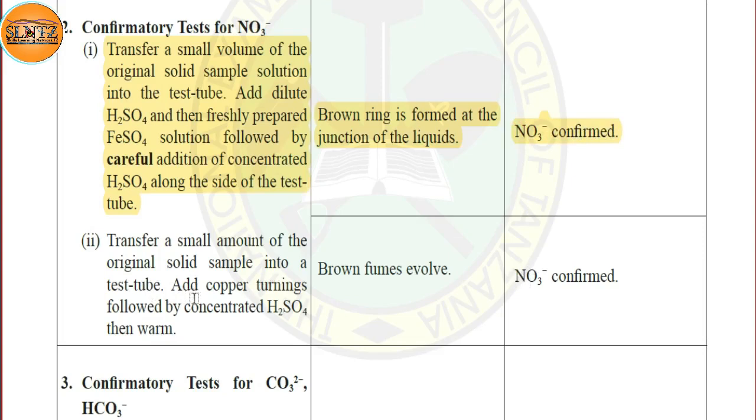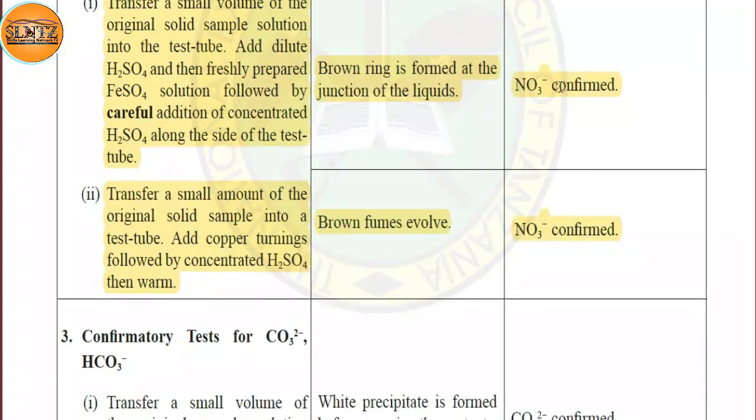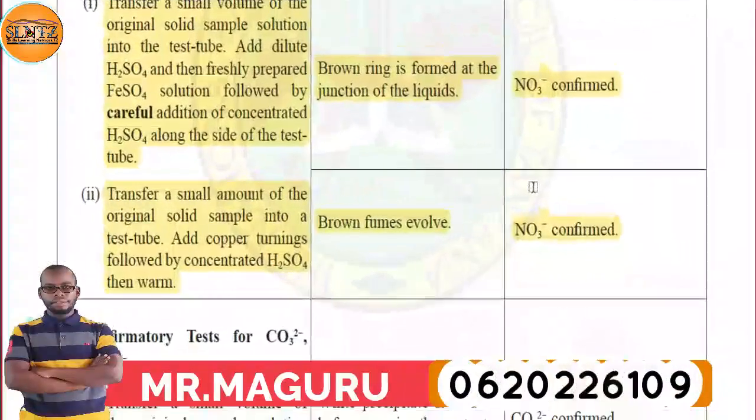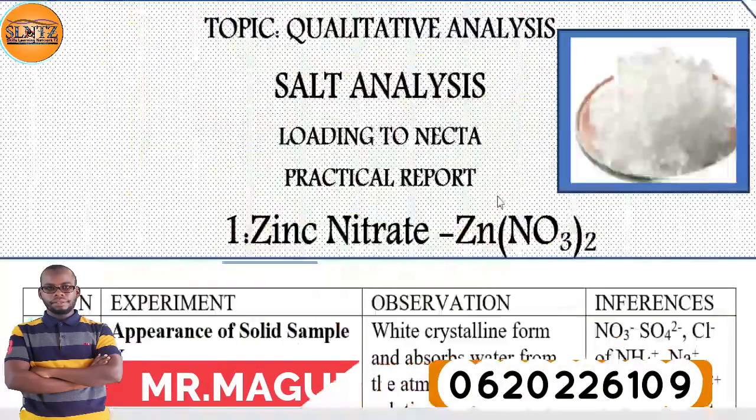And then if you have copper turnings, or you have concentrated acid, you take the original solid sample, you test this procedure, and then brown film will evolve. If you see brown film, that is nitrate confirmed. So after the confirmatory test of these anions, we are going to see how the report we have performed is going to be in our answer sheet. So we proceed to see the report.